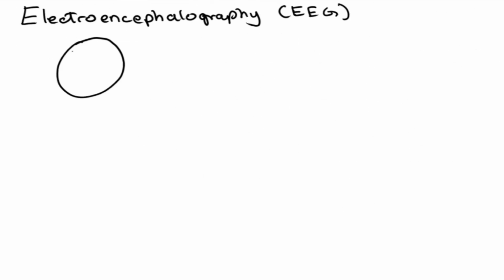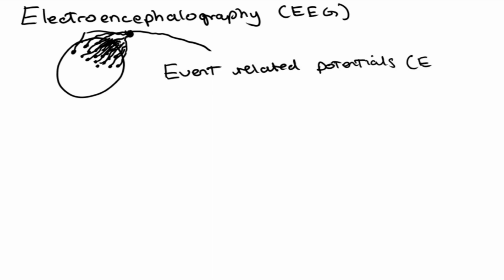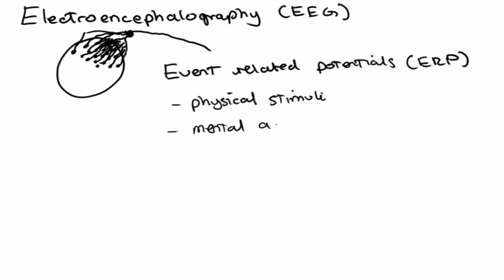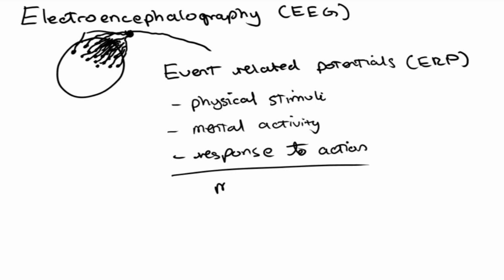Moving on to electroencephalography, this involves using electrodes on the scalp to measure electrical signals in the brain. And if we average all these electrical signals over multiple trials on the same experiment, we can get what is called event-related potentials, which is basically electrical activity in the brain, which is a response to physical stimuli, an association with mental activity, and in preparation of action, so it's a measured brain response.